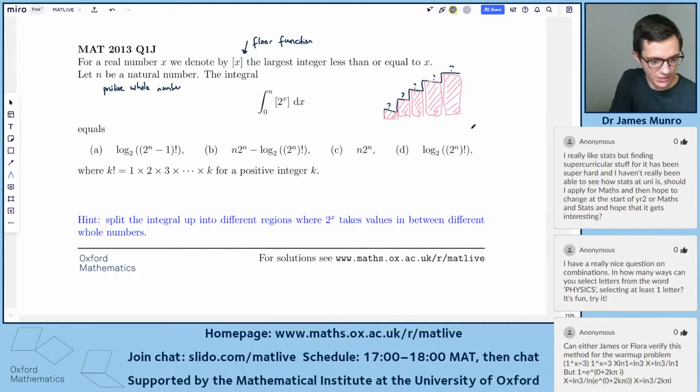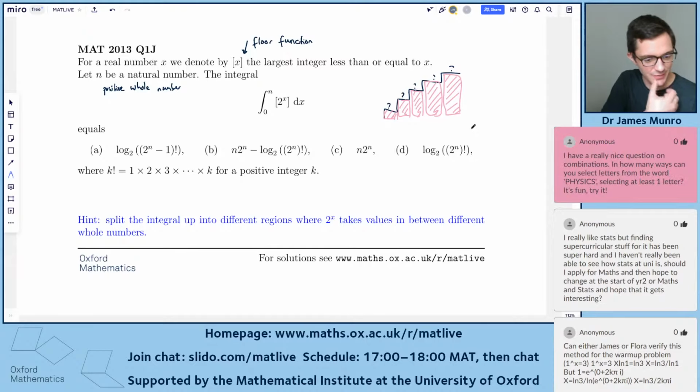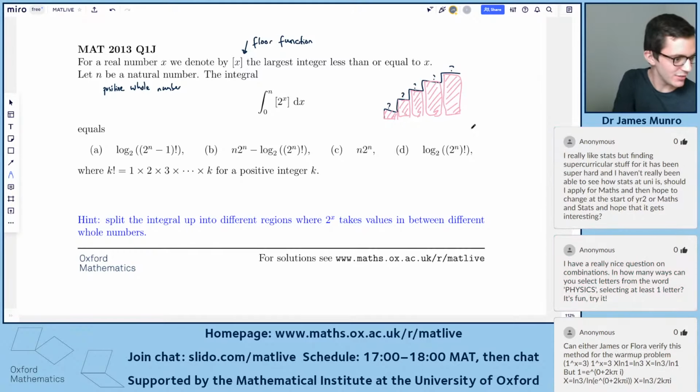Really nice question on combinations. How many ways can you select letters from the word physics? Selecting at least one letter. It's fun. Try it. Okay, right. Select. How many words? Do I have to make a word? No, just select letters. So 6. 7 maybe? Okay, right, good. How many ways can you select letters, plural? Selecting at least one. So maybe if I'm not allowed to select no letters. Okay, right, good. I don't quite get it. Is it 2 to the 6, 2 to the 7? Not quite sure. Cool, right, good.